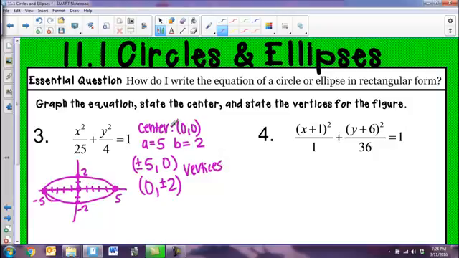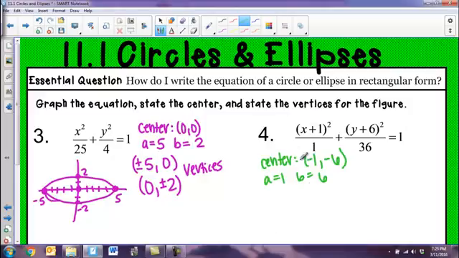Okay, and again, when you're not centered at the origin, it gets a little bit more tricky. So I'm going to put my center down. I know my center here, remember it's opposite, so it'd be -1, comma, -6. Again, you just look for your x and your y's. And then again, I'm going to label my a and my b. Square root of 1 is 1. Square root of 36 is 6.